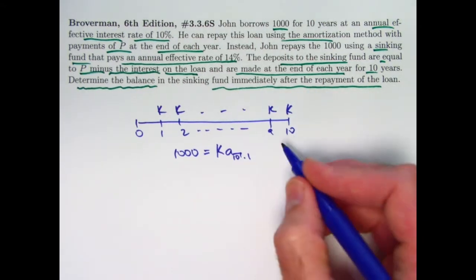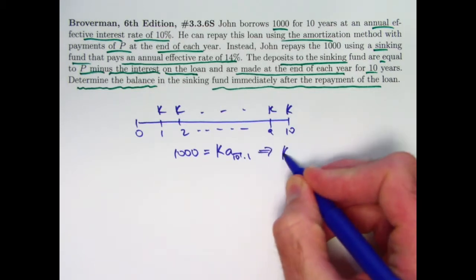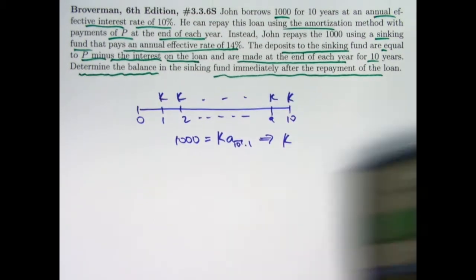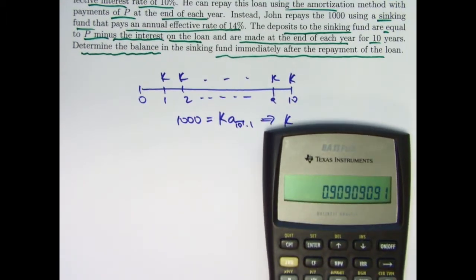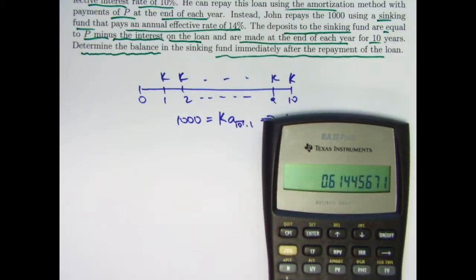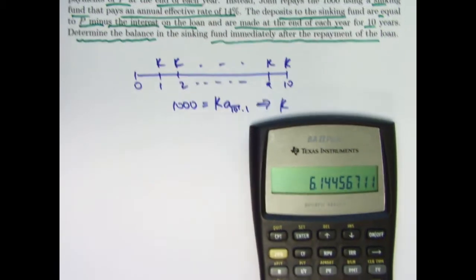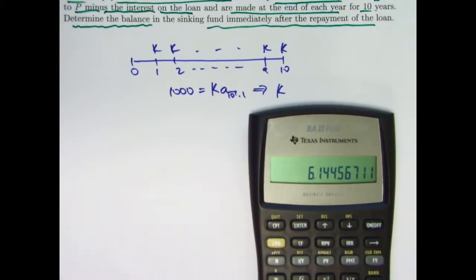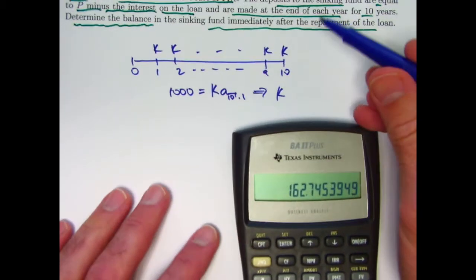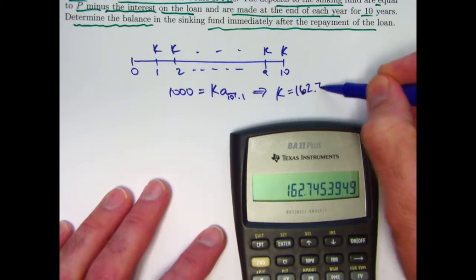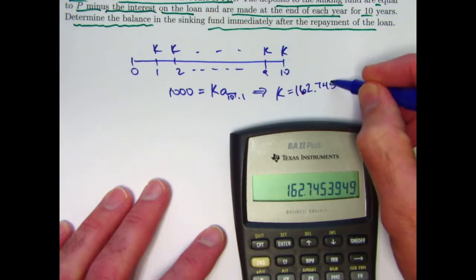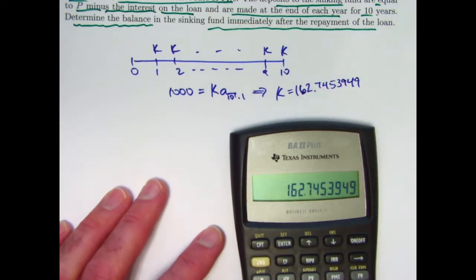What is the loan at time 0? So K is going to be 1,000 divided by a angle 10. A10 will be 1.1, take the reciprocal of that, raise it to the 10th power, subtract from 1, and divide by 0.1. A is about 6.144567. Take the reciprocal of that and multiply times 1,000. The annual payments are 162.75 if you round, but I will keep more decimals. That's K.